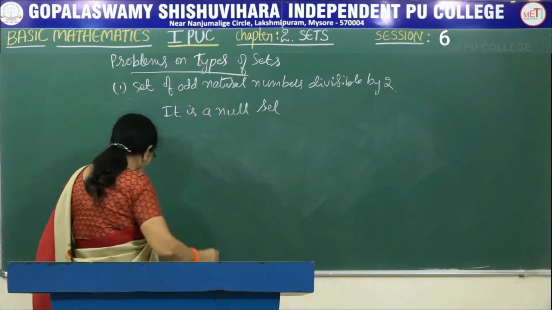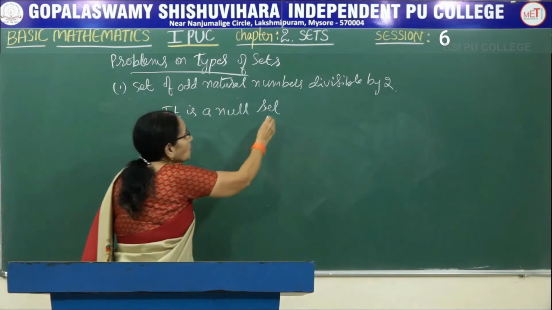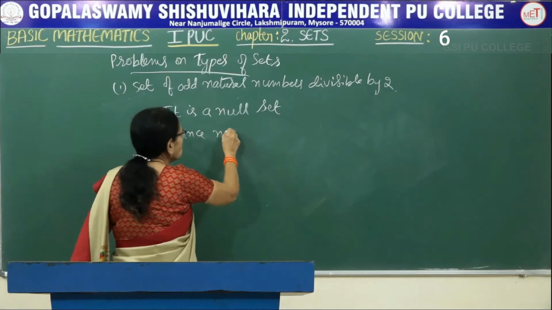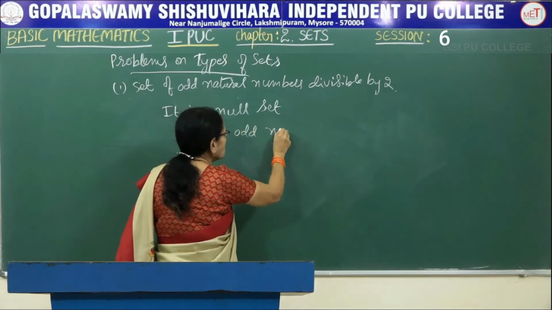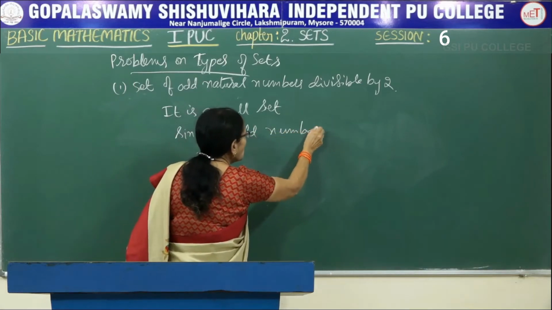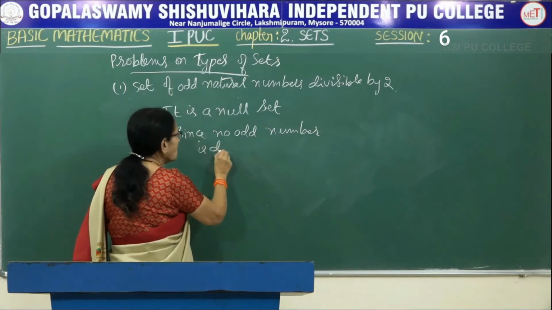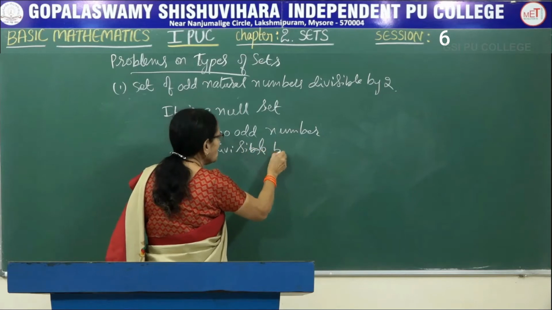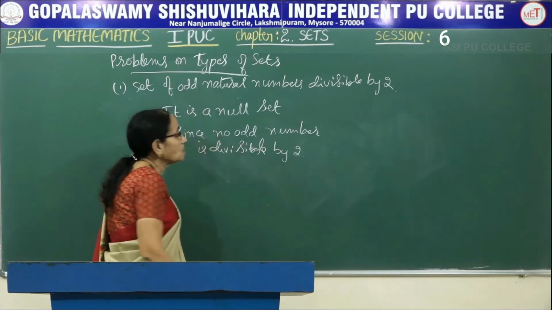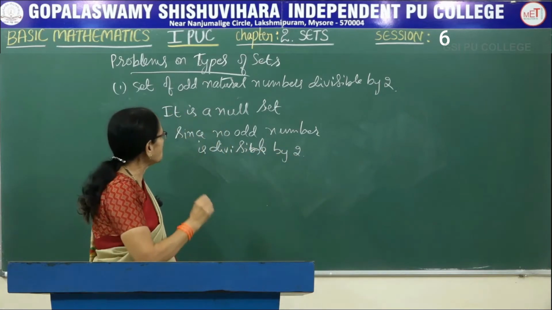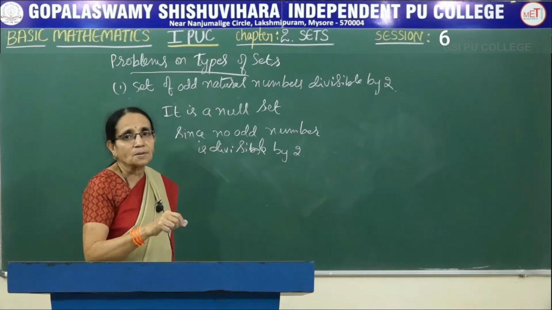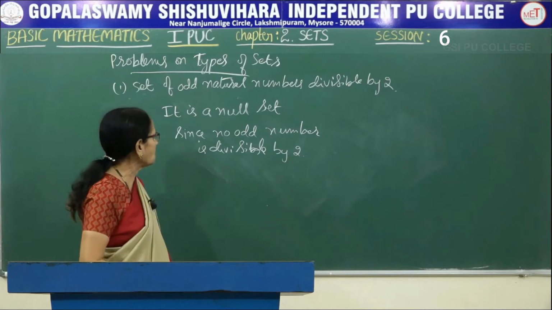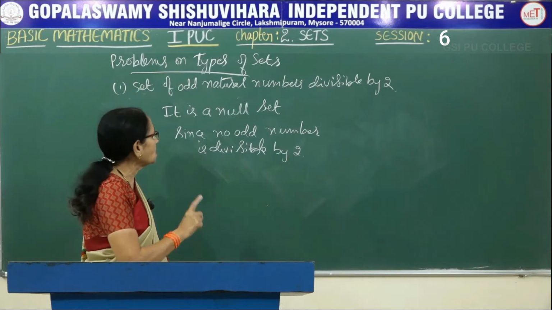You can write like this also. It is a null set. Now what is the reason you have to give here? Since no odd number is divisible by 2. Okay, they have to give the reason here. So it is a null set. Why it is a null set? Suppose they ask you to justify your statement. Then you have to write since no odd number is divisible by 2.